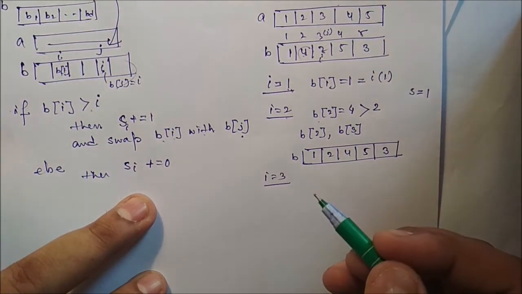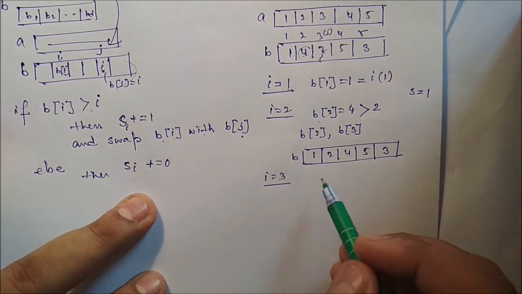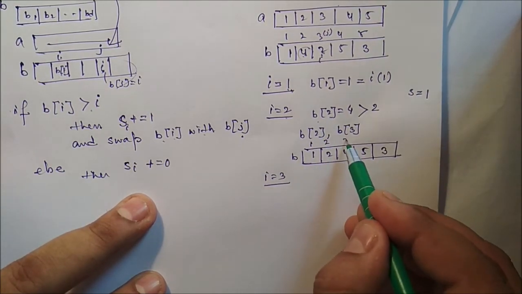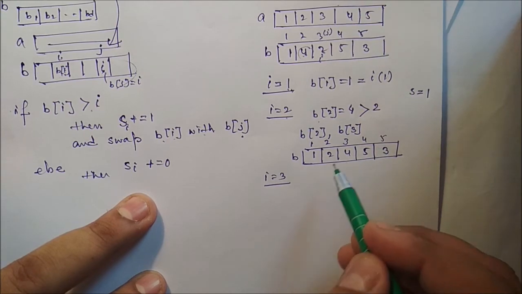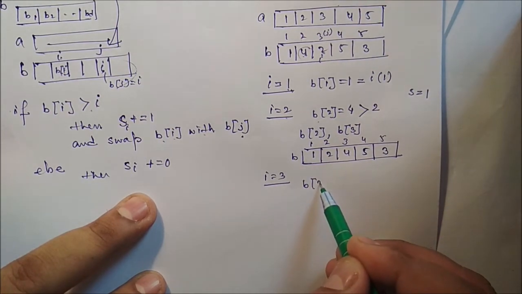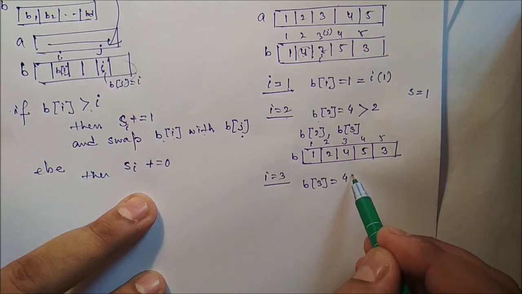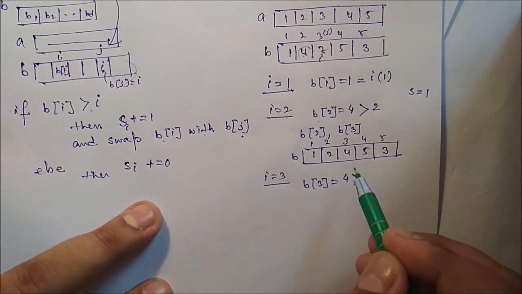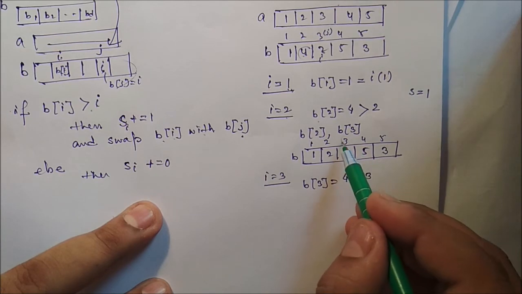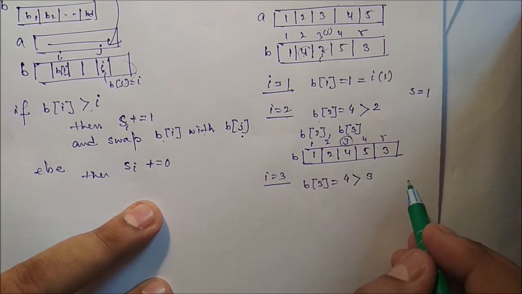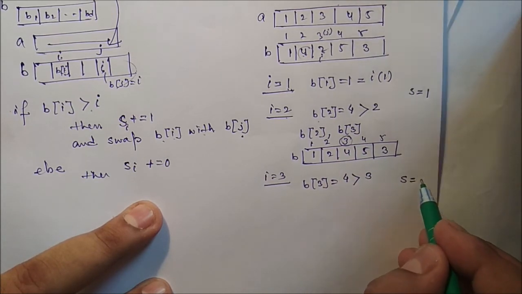Next, i is equal to 3. So when i is equal to 3, that means 1, 2, 3, 4, 5. Now, what is B3? B3 is equal to 4, which is also greater than i. What is i? 3. That means this index. Now once again we have to increment, so now S will be 2.